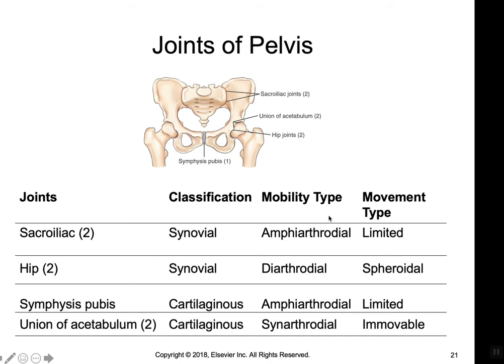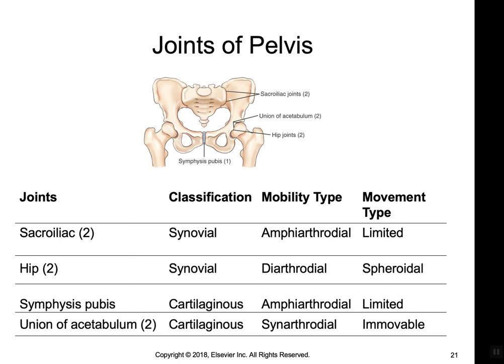Then you have your joints of the pelvis. You have two sacroiliac joints, the union of the acetabulum, you have two of those. Hip joints, you have two. Symphysis pubis, you have one. The sacroiliac is synovial, amphiarthroidal, and the type of movement is limited. For your hip, the classification is synovial, mobility type is diarthroidal and spheroidal.